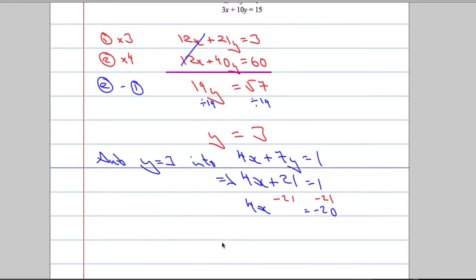And then finally, we're going to divide by 4. And dividing negative 20 by 4 gives us an answer of x equals negative 5. And there's our two solutions. X is negative 5, y is 3.